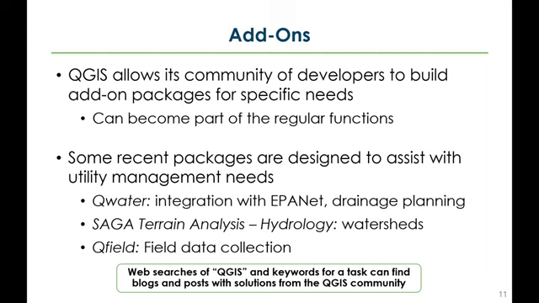Some recent packages that I've seen are actually designed to assist with particular water utility management needs, and utility management needs more broadly. Some of these are more established and new functions within QGIS, and some of them are actually new packages that have been recently released. QWater supports integration with EPANet and some drainage planning applications. It's a pretty neat software package for QGIS. Free as well, like I said.